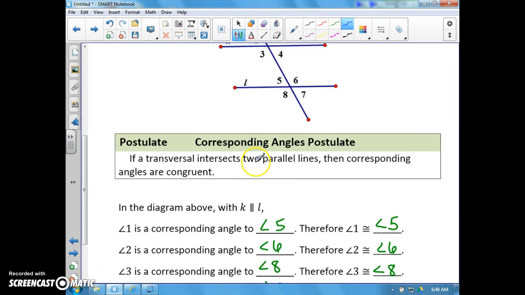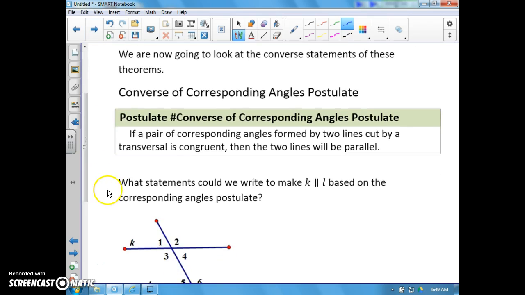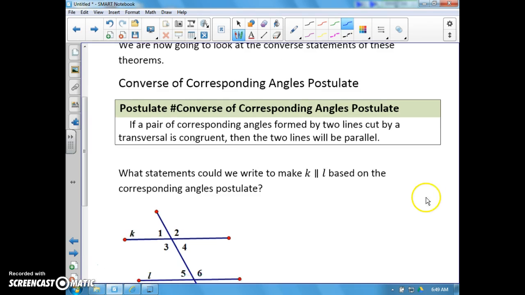So here we were given two parallel lines, and then we were told that the corresponding angles are congruent. Whereas in this one, we're given corresponding angles are congruent, and we're proving that they're parallel. That goes back to the conditional statements and their converses that we learned about in Unit 2.